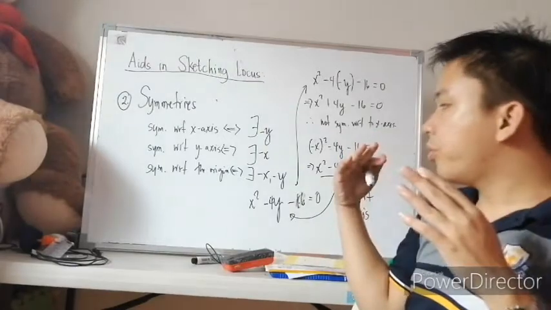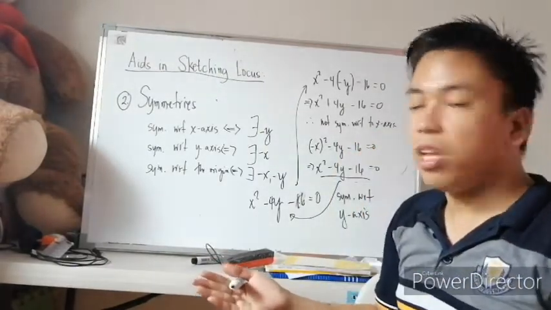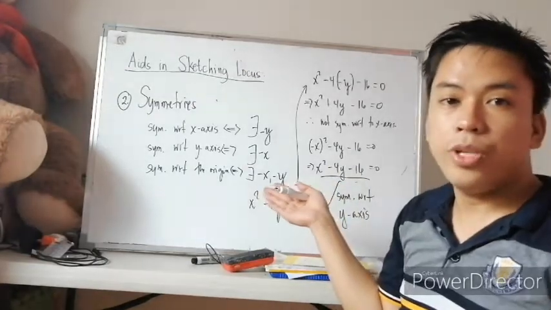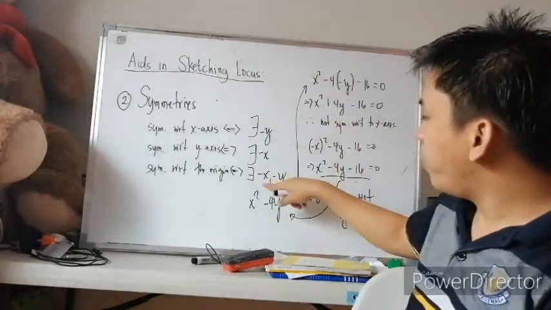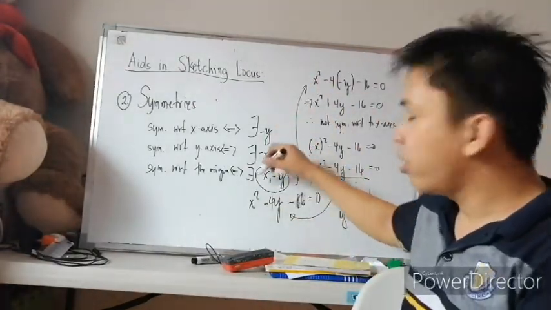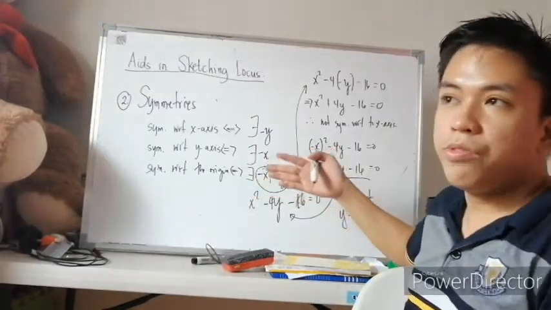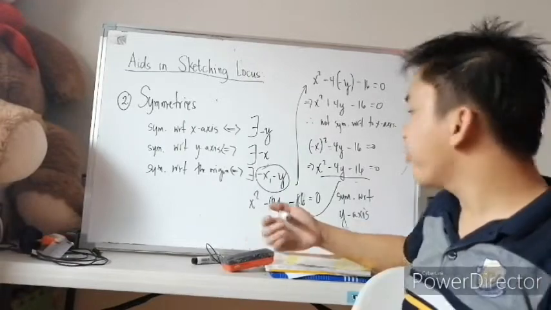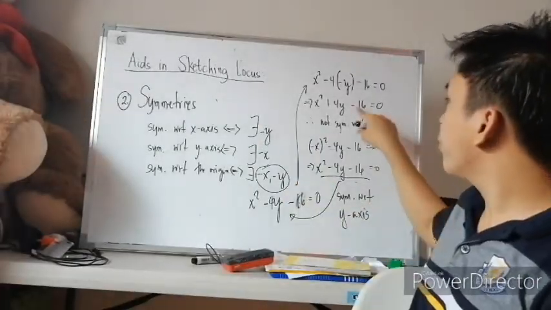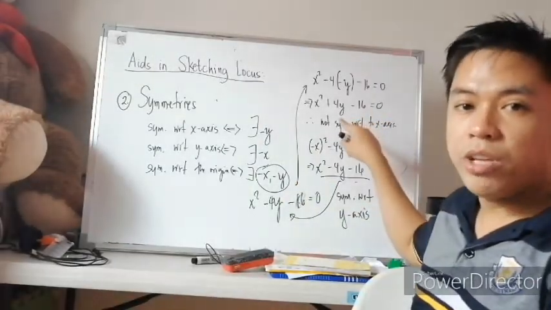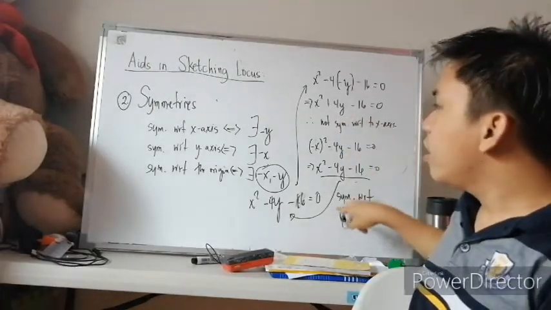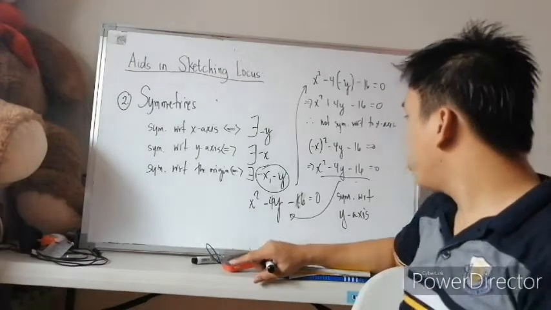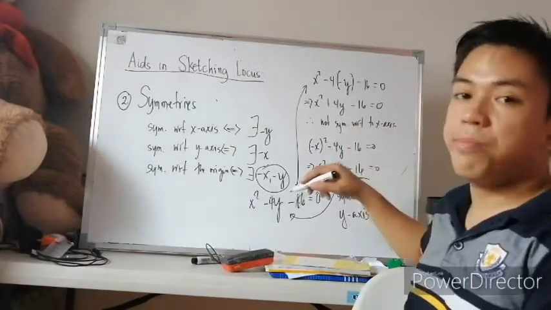Now, it's pretty obvious if this equation is symmetric with respect to the origin. Symmetric to the origin is when you find the additive inverse of x and the additive inverse of y. Now, it's pretty obvious because you're done with checking the additive inverse of y. Hence, this equation is not symmetric with respect to the origin. So, therefore, it's only symmetric with respect to the y-axis.